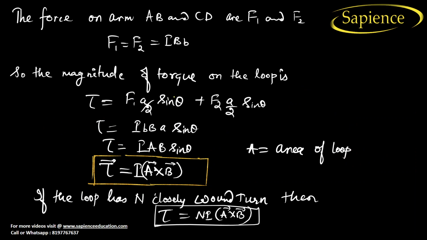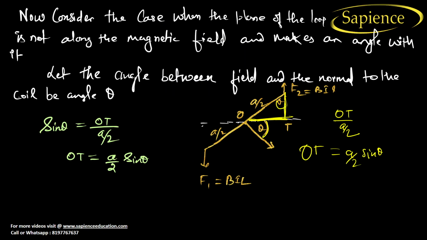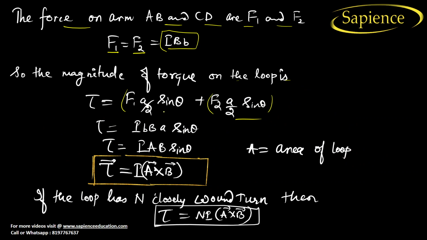Now let us check it. The force on the arms AB and CD is F1, F2, equal to I B b. So the magnitude of the torque on the loop is equal to F1 a by 2 sine theta plus F2 a by 2 sine theta. Why? Because we will now use sine theta here, a by 2 into sine theta. Because the force is not F1 now, it has this component. It is F1 into a by 2 sine theta, plus F2 into a by 2 sine theta.